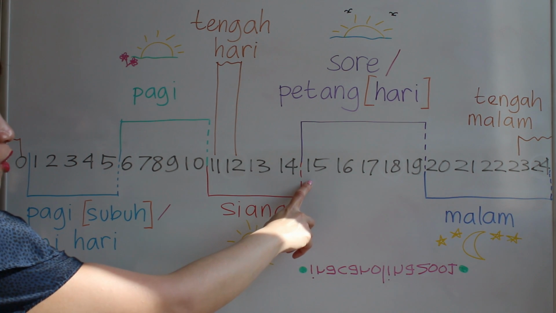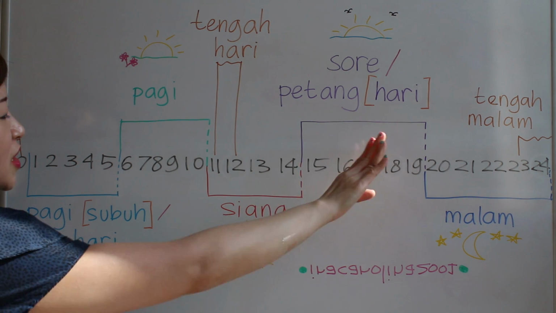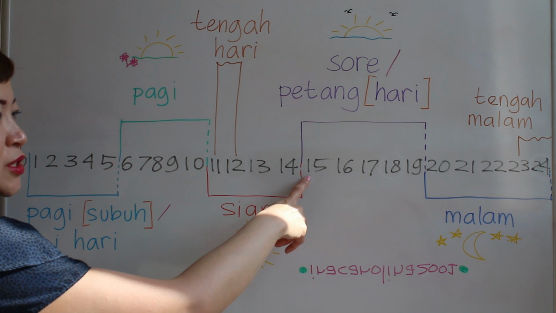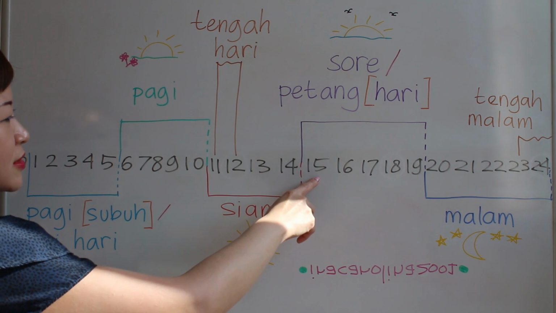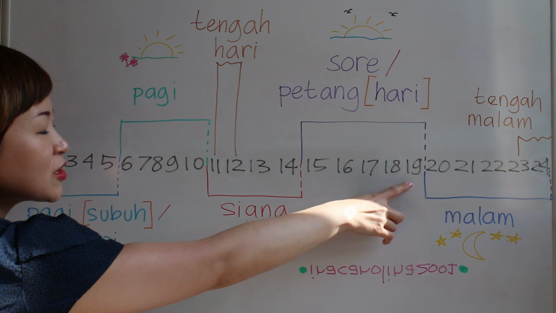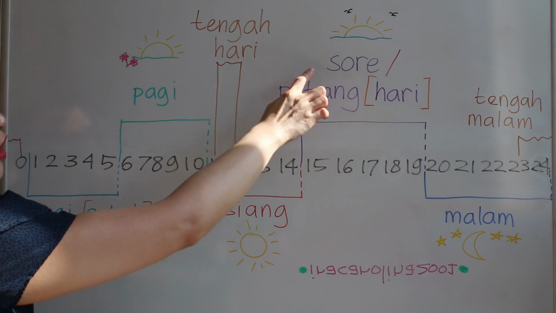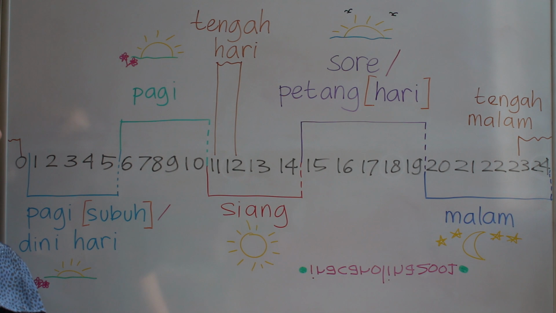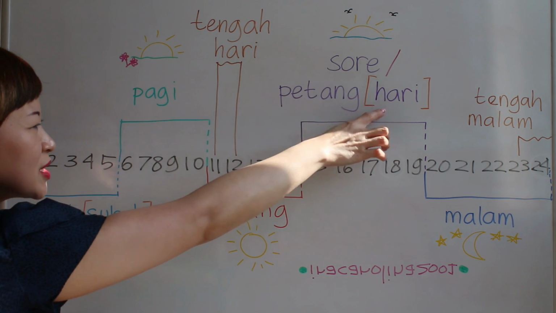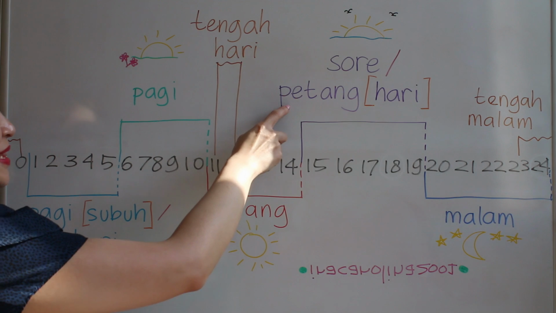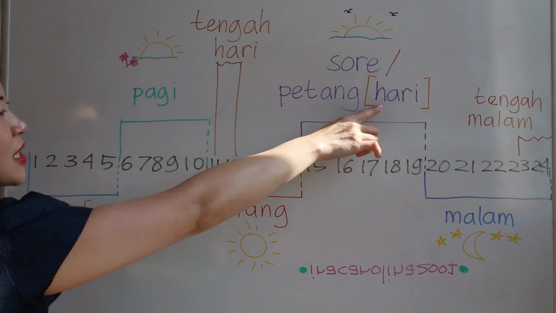From 14:31, 15 included, or 2:31 p.m., 3 p.m. included, until 19:30 or 7:30 p.m. is sore. Sore. Or petang. Or you can put this one with this one, petang hari. This is day.